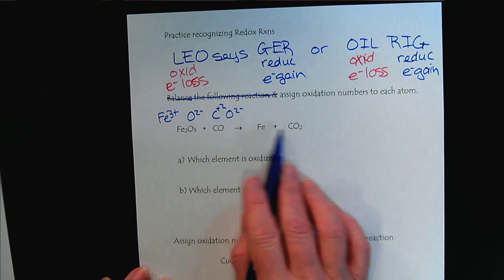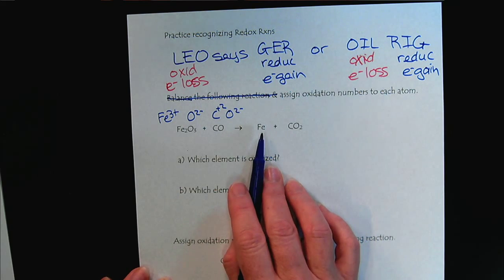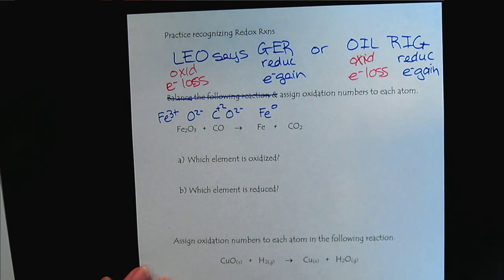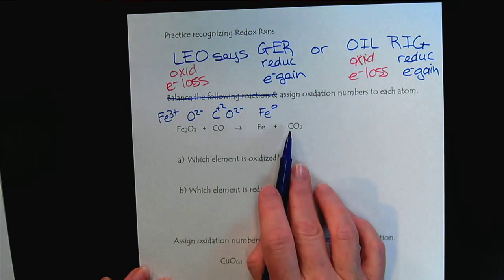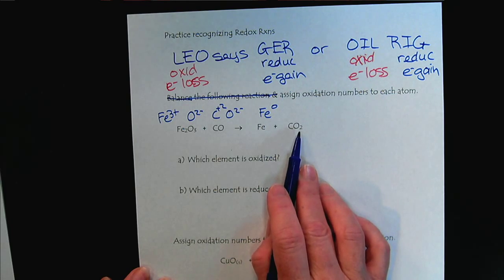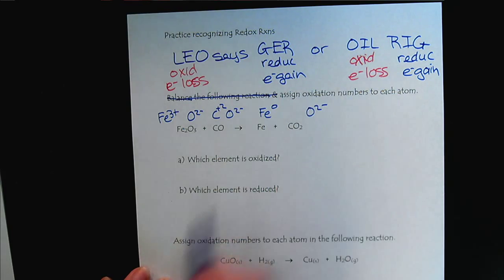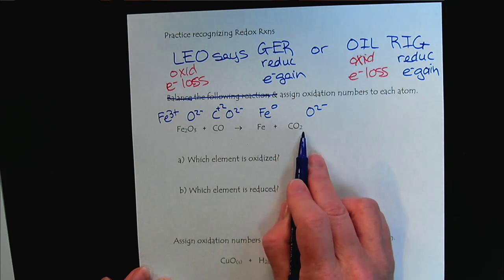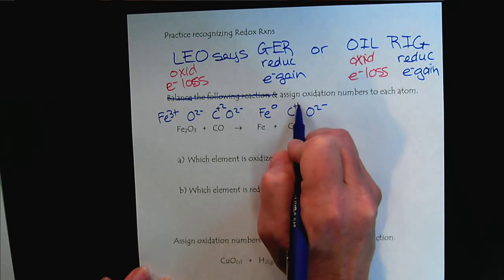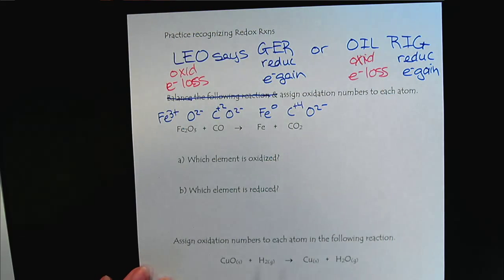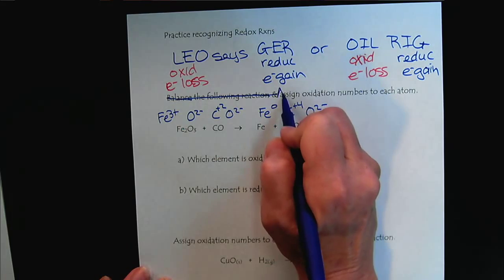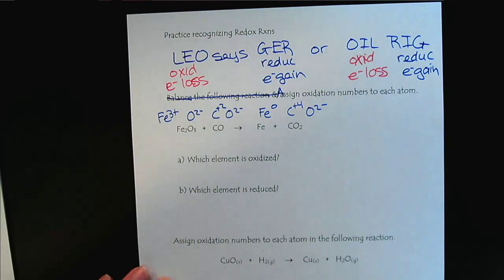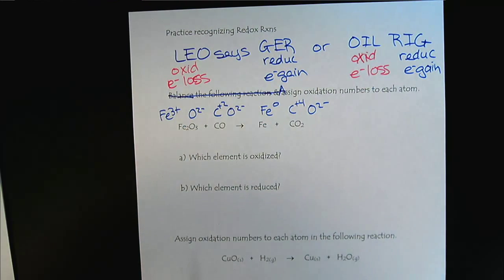Now let's look at our products. Here iron is shown in its pure state. Elements in their pure state are a 0. Here, carbon dioxide, right? Oxygen, we're always going to consider oxide. So there are 2 oxides for a net -4. So carbon is a +4. So when we're assigning oxidation numbers, the first thing we want to do is look through our reactants and products and use the guidelines from the previous page.